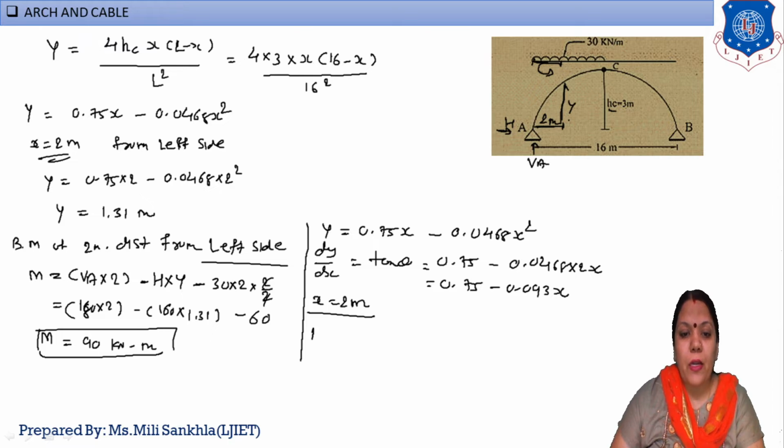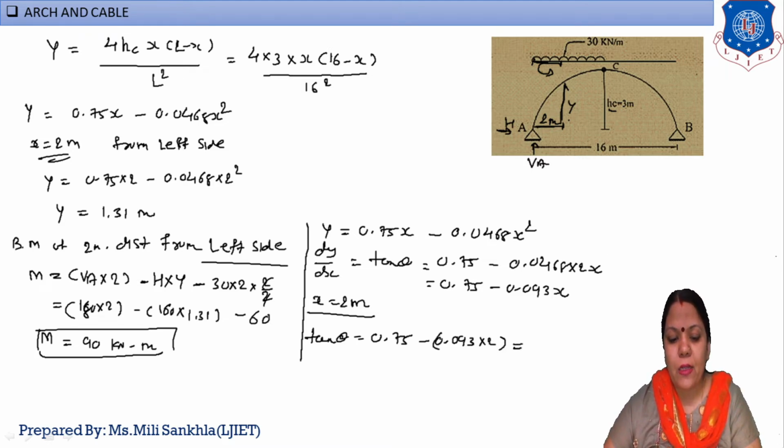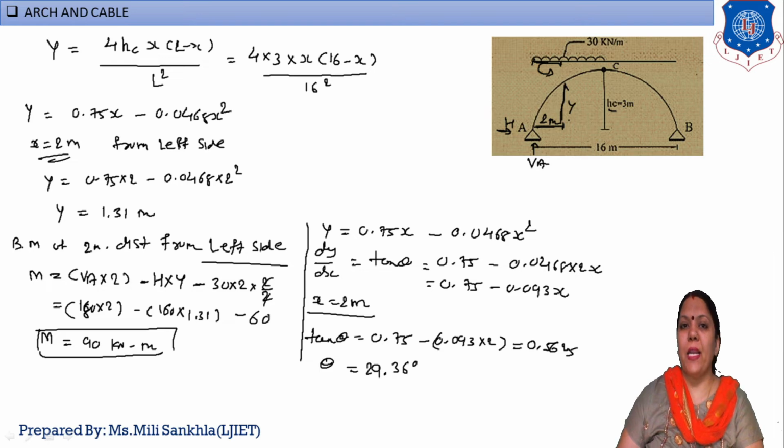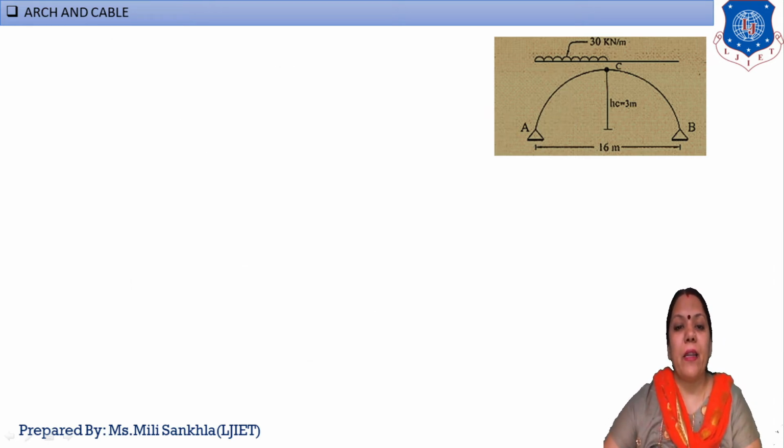Now tan theta is equal to 0.75 minus 0.093 into distance 2 meter, and answer is equal to 0.5625, and from this our theta is equal to 29.36. Clear? Now next we find out value of sin theta and cos theta.